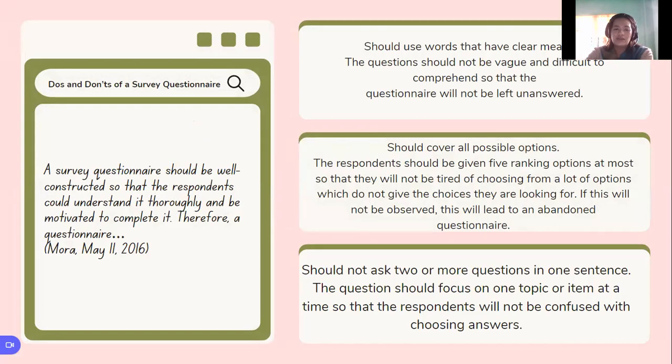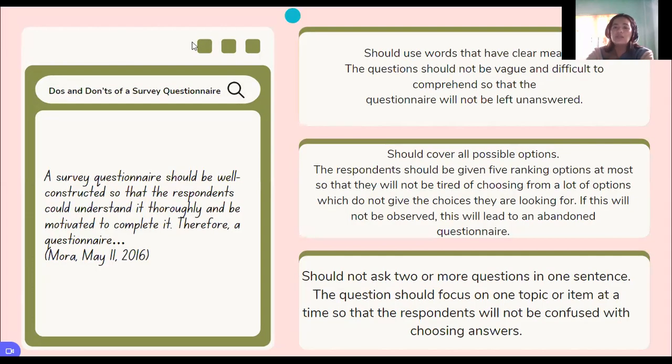So, according to Mora of May 11, 2016, a survey questionnaire should be well constructed so that the respondents could understand it thoroughly and be motivated to complete it. Therefore, a questionnaire should use words that have clear meaning.